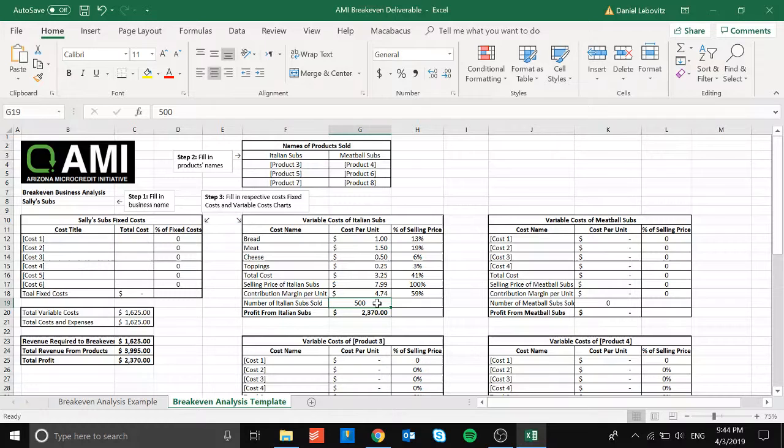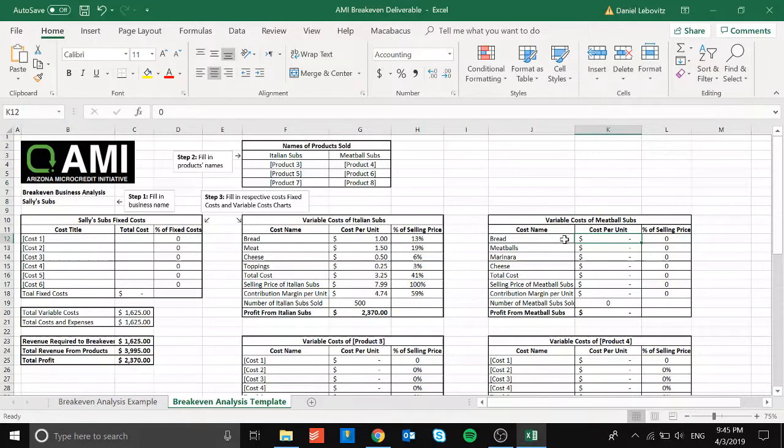Now, Sally might also know her fixed costs, and she might be figuring out how many Italian subs she needs to sell in order to break even on her fixed and variable costs. So there are two ways that it can be used. But let's just say we're entering this data in now, and Sally knows that per month she sells approximately 500 Italian subs. Next, moving over to meatball subs, same idea. We have bread, meatballs, marinara, and cheese.